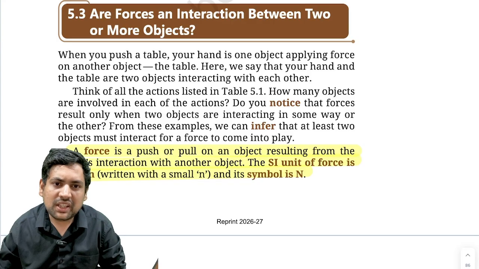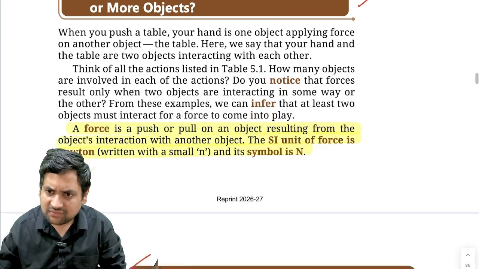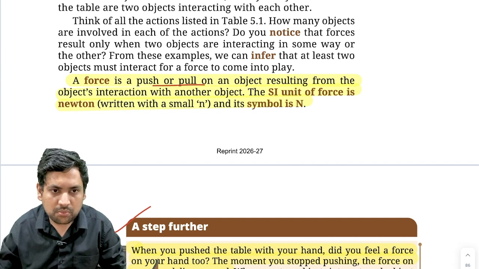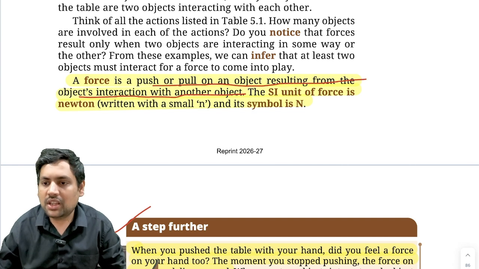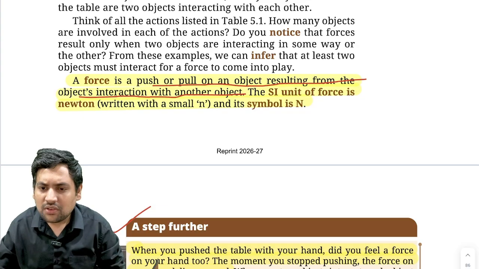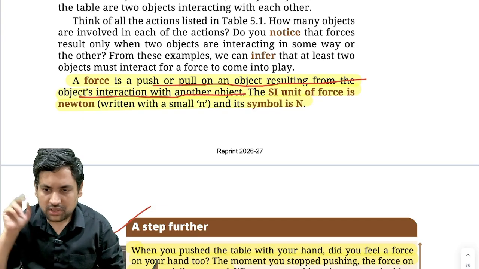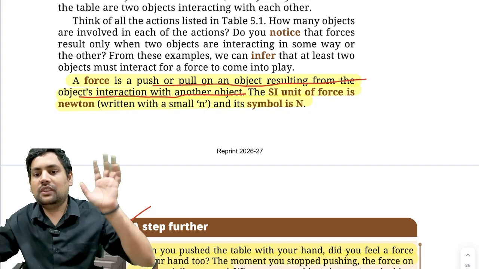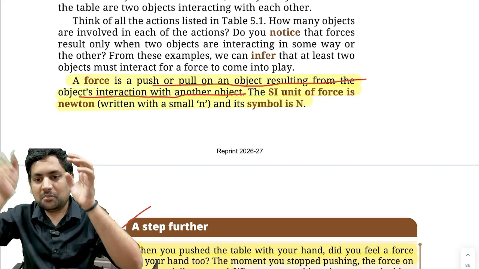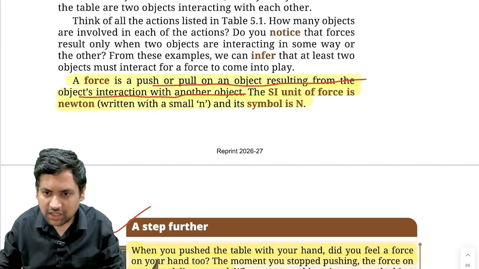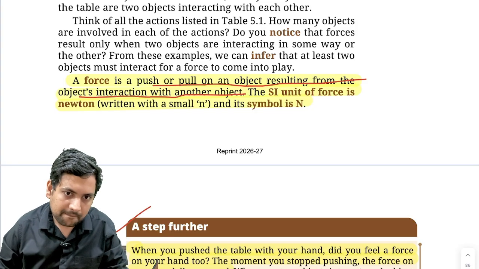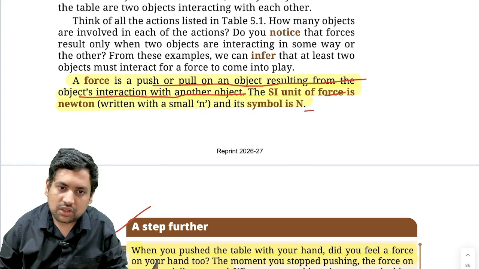Then, is force an interaction between two or more objects? Yes. Now they are giving the definition. A force is a push or pull on an object resulting from the object's interaction with another object. Force is always defined for two or more objects. I am pulling you, you are getting pulled. Can I do it without anybody, anything? Can I pull something like this? No, it does not make any sense. So force usually involves two or more objects. The SI unit of force is Newton.